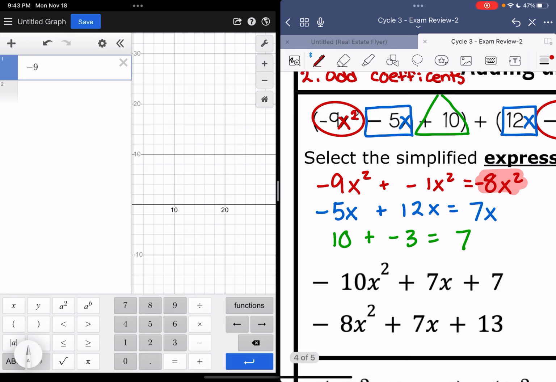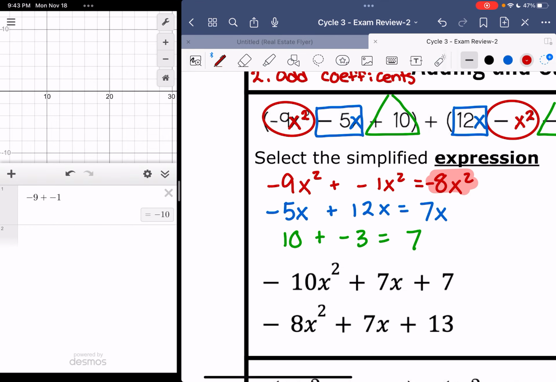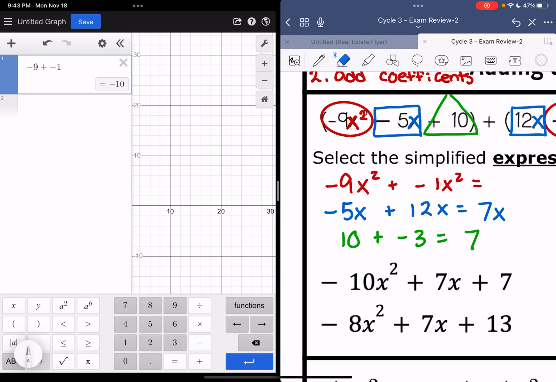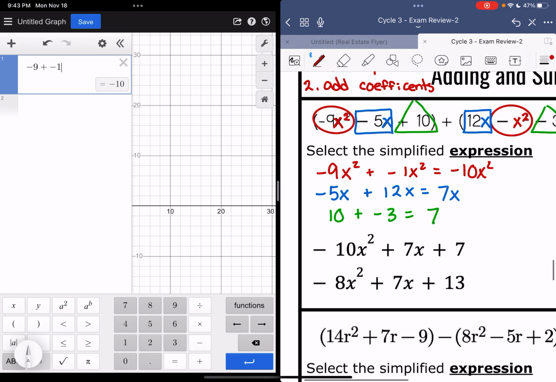negative 9 plus negative 1, which is negative 10. Ugh, I messed that one up, sorry. I'm not redoing this. So right here, in this first one, I typed it in wrong. I used a positive sign instead of a negative. That is right here, negative 9 plus negative 1, which gives me negative 10x squared. Negative 10x squared.